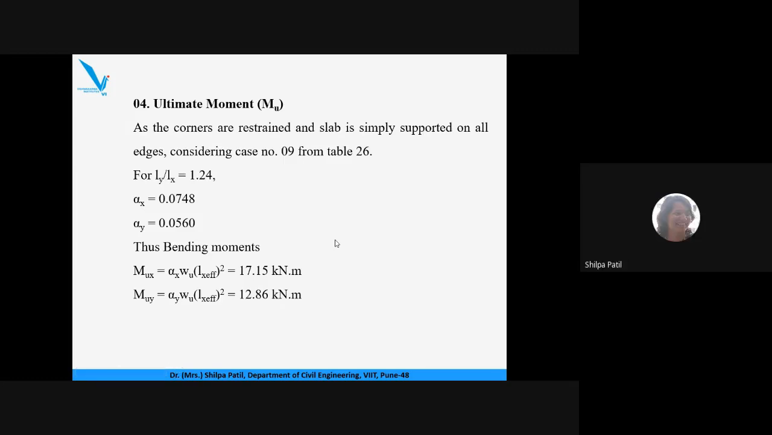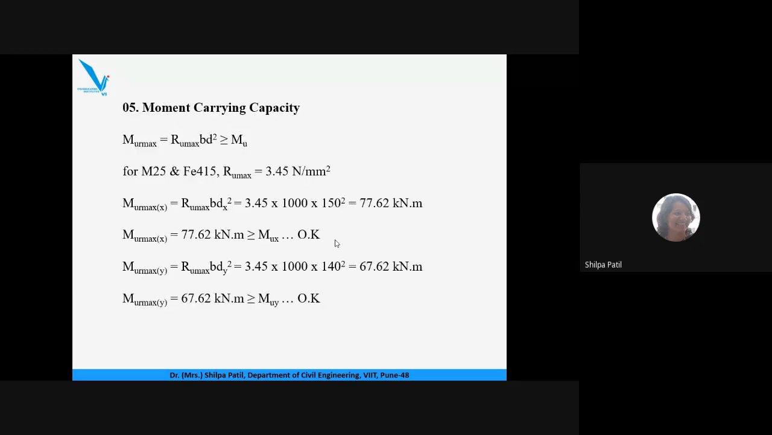You have to read the problem statement very carefully. You have to understand the conditions. Conditions means whether the corners are free to lift or not. If they are not free to lift, if they are restrained, then we have to check the edges also, along which edge the slab is continuous, or there is complete discontinuity along all four edges. So accordingly, we have to choose the appropriate case for finding alpha x and alpha y, and then find out MUX and MUY.